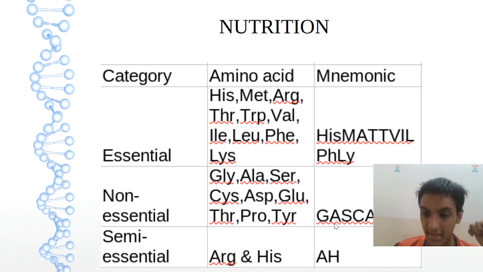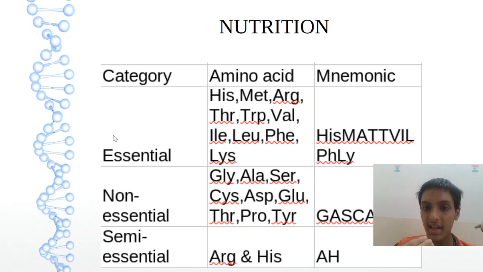Non-essential. Remember it as gas, CAG, TP. Glycine, alanine, serine, cysteine, aspartate, glutamate, even asparagine, glutamine, threonine, proline and tyrosine. Semi-essential, remember it as R. Arginine and histidine. Now in terms of definition, please write definition also, very important.